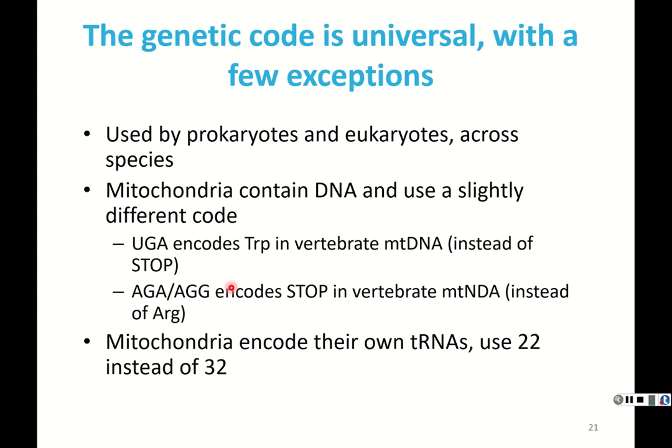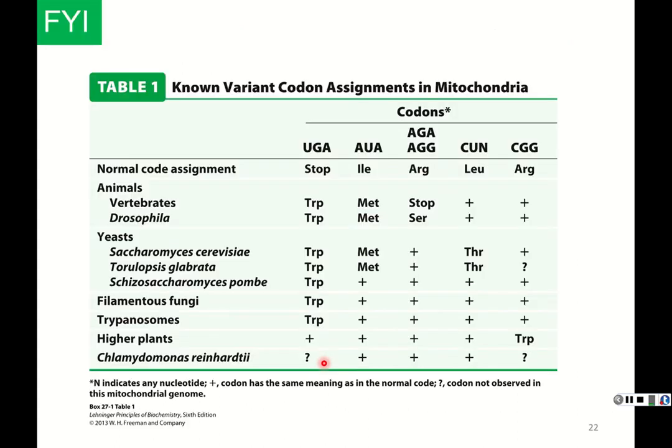So those are just 2 differences. You won't need to know those specifically in this class. Mitochondria also encode their own transfer RNAs, and they use 22 of them instead of 32 as in the cytoplasm. So here are some known variant codon assignments in mitochondria. Again, not important to know these in this class. It's just kind of interesting. It's one place you do see some variation in codon assignments.